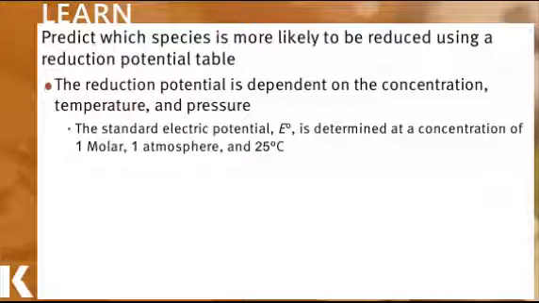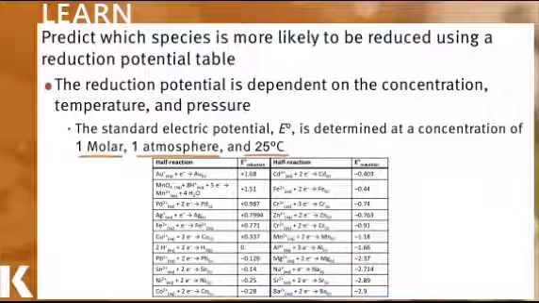It's important to note that the reduction potential is dependent on concentration, temperature, and pressure, and that the standard electric potential is measured at a concentration of 1 molar, a pressure of 1 atmosphere, and a temperature of 25 degrees Celsius. We do this because measuring reduction potentials at these values is our way of measuring them in a controlled environment, allowing us to compare them against each other in our reduction potential table.